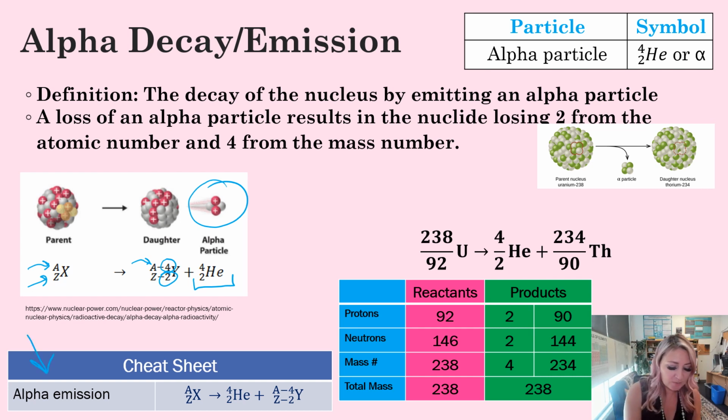On your cheat sheet, you're going to start making a cheat sheet. Get a note card, get a piece of paper. Let's write out alpha emission.